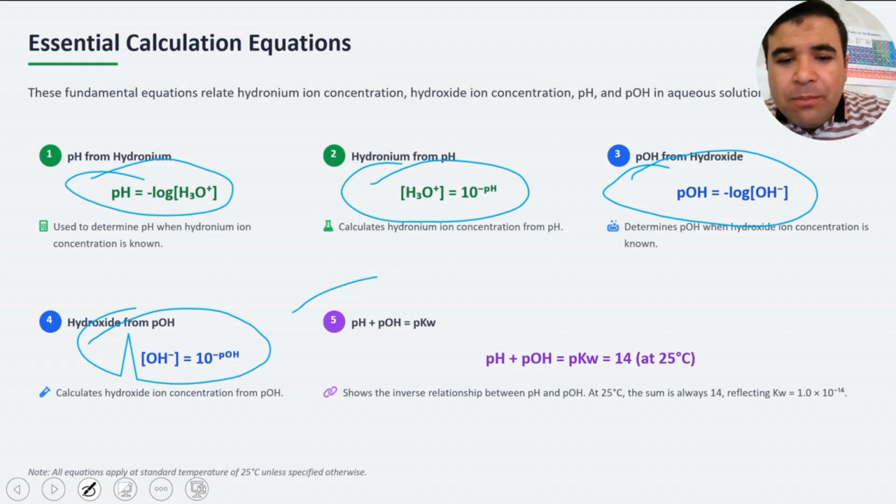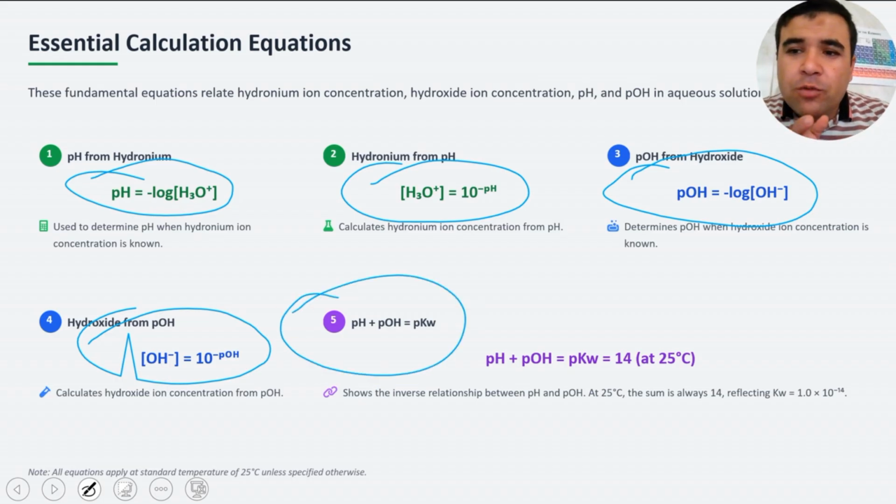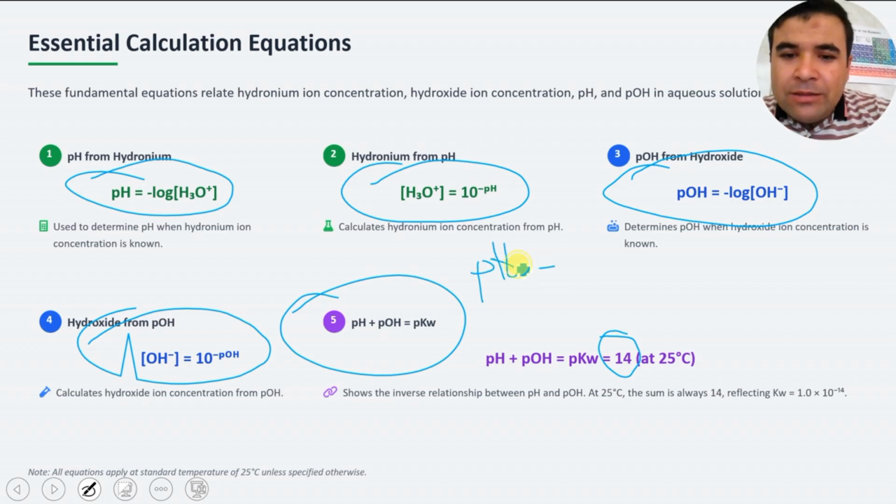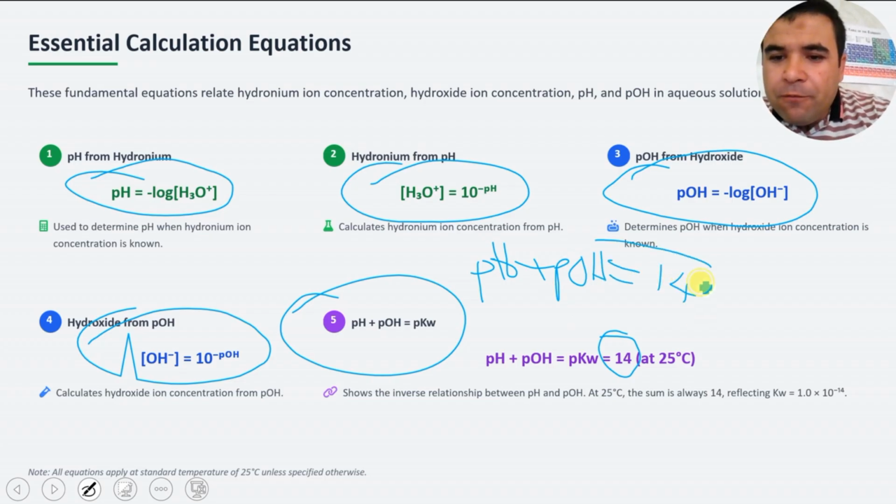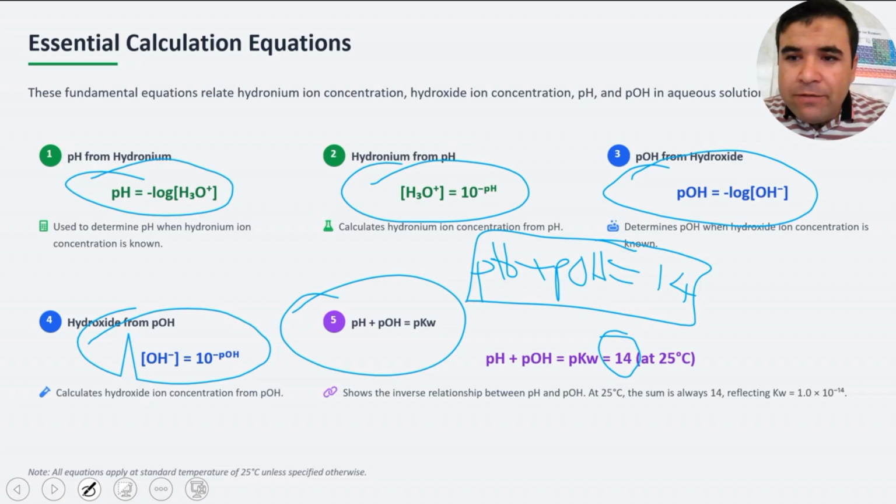And the last equation can be used to convert between hydronium and hydroxide, pH to pOH, pOH to pH. pH and pOH summation always must be equal to pKw, which is 14 at 25 Celsius. So we can say that pH and pOH at 25 Celsius always must add up to 14. This is true at 25 Celsius. This can change at different temperatures, guys.